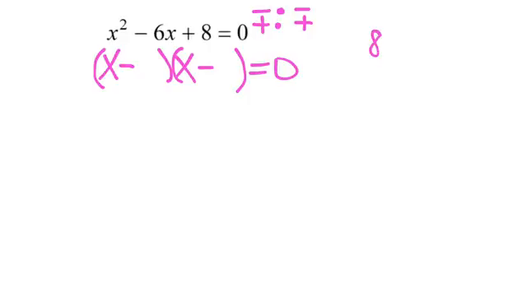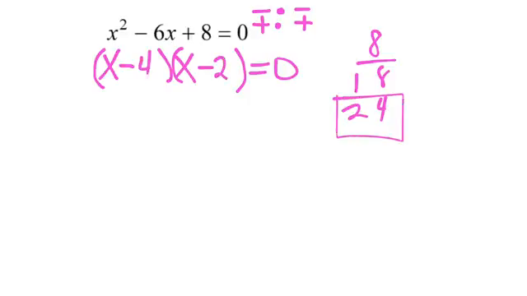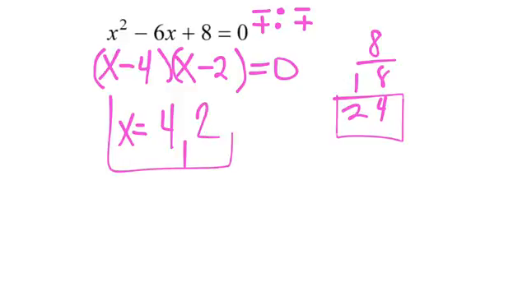I factor the number 8, so 1 and 8, 2 and 4. Which ones of those, when you add together, will give you 6? 2 and 4. And then you're going to take the opposite. What's the opposite of a negative 4? A positive 4. Opposite of a negative 2? A positive 2. And this is your answer.